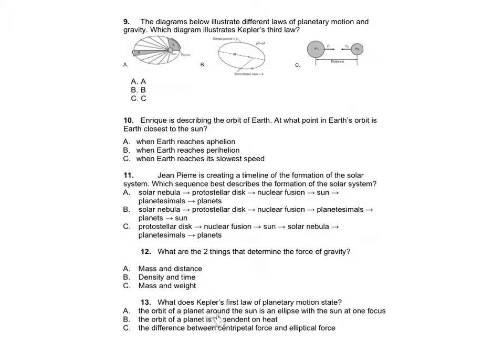A, the orbit of a planet around the Sun is an ellipse with the Sun at one focus. B, the orbit of a planet is dependent on heat. C, the difference between the centripetal force and elliptical force.